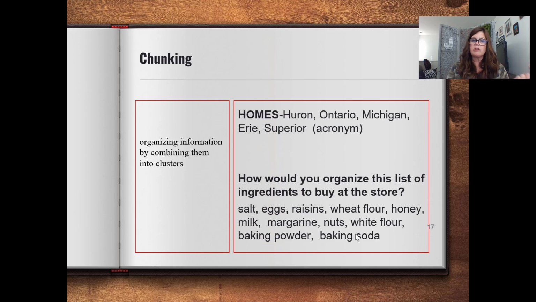Take a look at the list of ingredients to buy at the store. Do you see a logical way to organize that list into some clusters? What'd you come up with? Possibly wet and dry ingredients. That might be a logical way to combine that information.